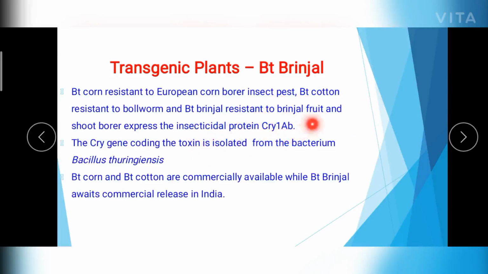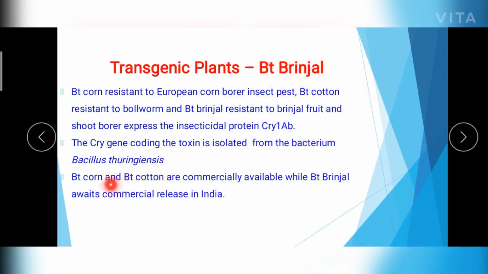So this protein is the toxin protein which is produced by the Cry gene. This Cry gene is isolated from the bacteria called Bacillus thuringiensis. Due to this origin, these plants are named as BT. B means Bacillus, T means thuringiensis. Because the foreign gene is extracted from this bacteria, the transgenic plants are named as BT.